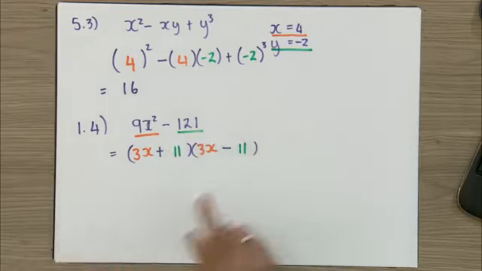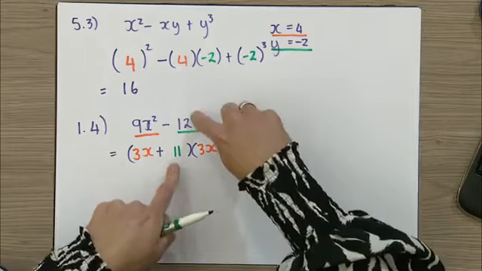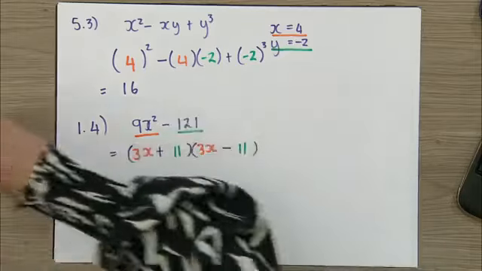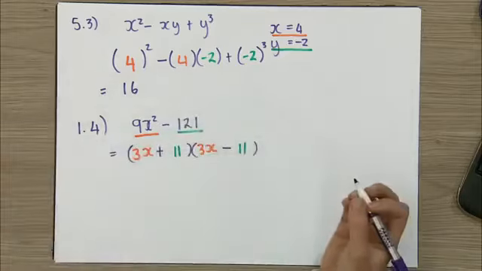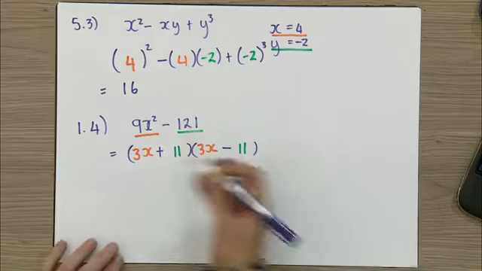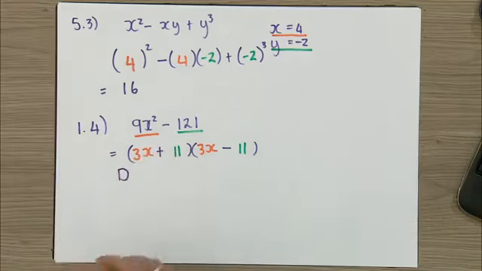So let's go see. 11 times 11 is 121. A positive times a negative is a negative. Is that answer on my options? Yes, it is number D.